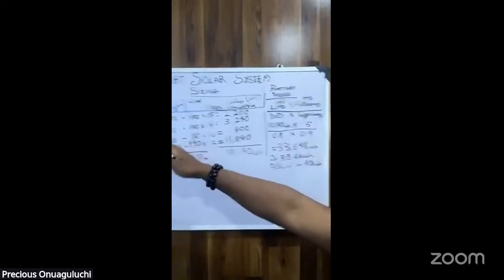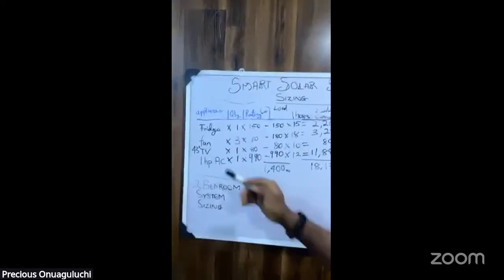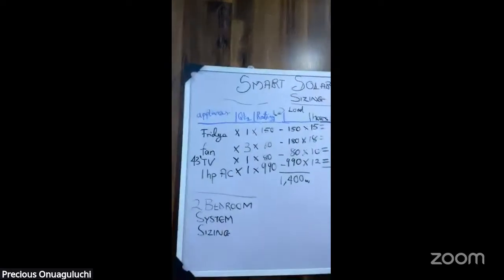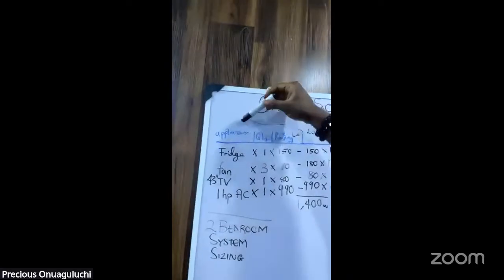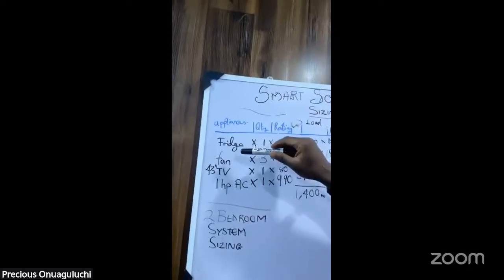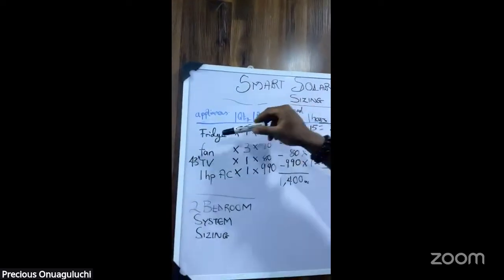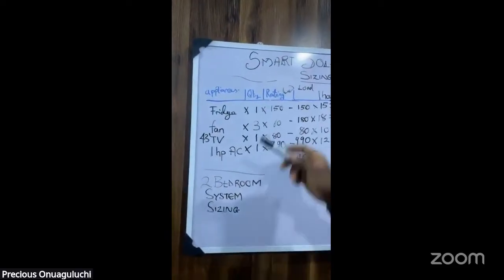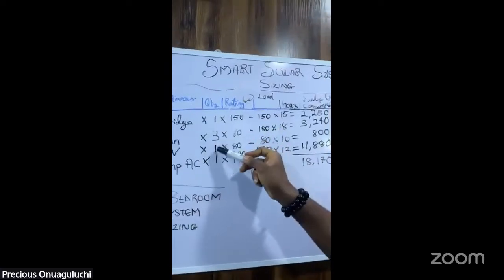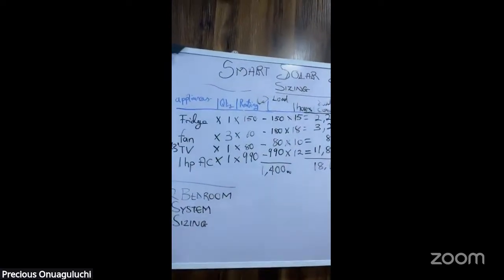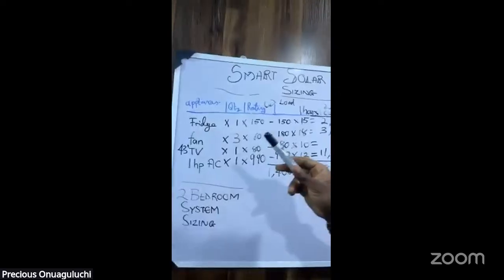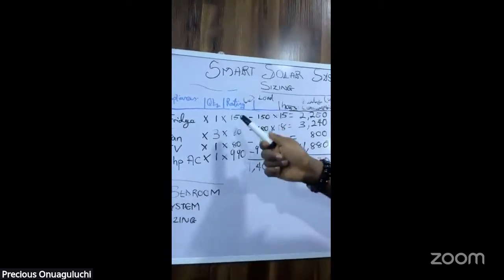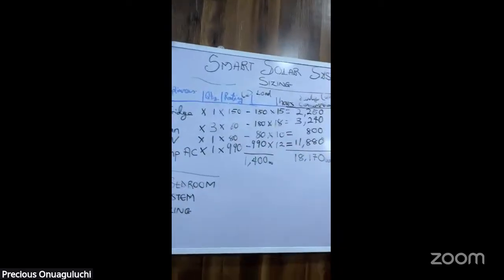Remember, from the beginning, we start with our appliances. We made a list of all our appliances: the fridge, the fan, the TV, the 1 horsepower inverter AC. Then we listed out the quantities. We said we had 1 fridge, 3 fans, 1 TV, and 1 AC. Then we would go and find the power rating for each of these and write it.